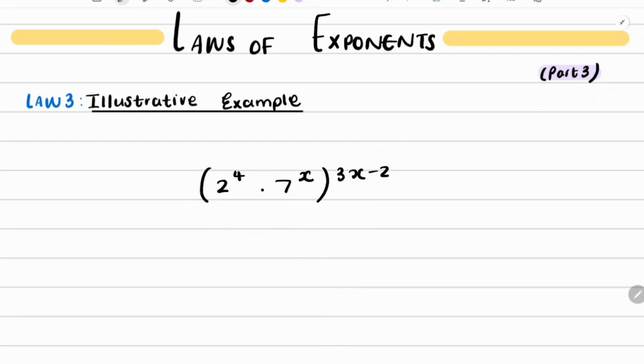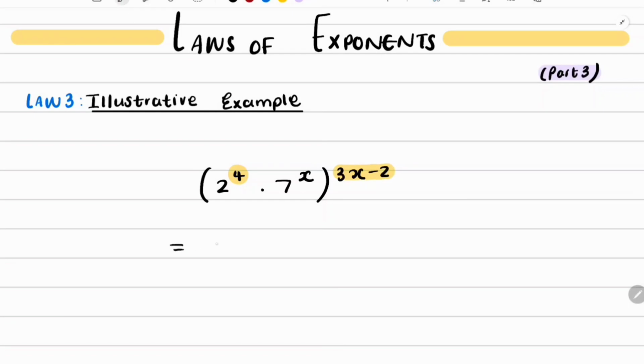In this example, we have 2 to the power of 4 multiplied by 7 to the power of x, which is all being raised to the power of 3x minus 2. Okay, so we're going to be looking at the bases first. We have a base of 2, which has an exponent of 4. That exponent needs to multiply with whatever exponent is outside the bracket, which is all of this.